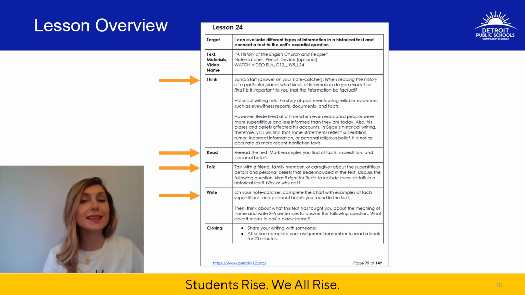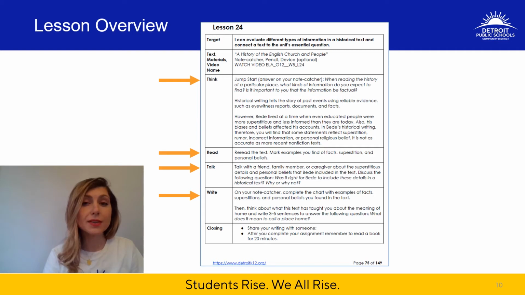Now, I know I said this in lessons before, but sometimes I even annotate the lesson overview, especially if I start to have any questions about the task at hand. But since we're together, let's clarify. Today, we will start with a quick jumpstart activity about the types of information you would expect to see in historical text. Then you'll analyze the text by rereading it and marking examples of different types of information.